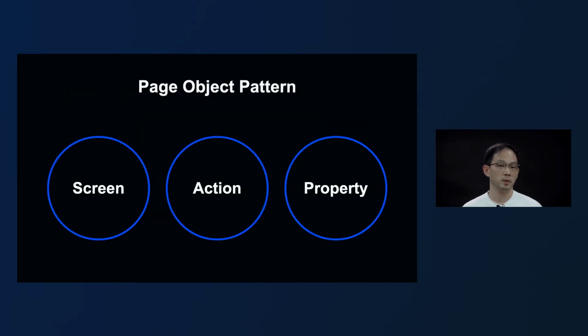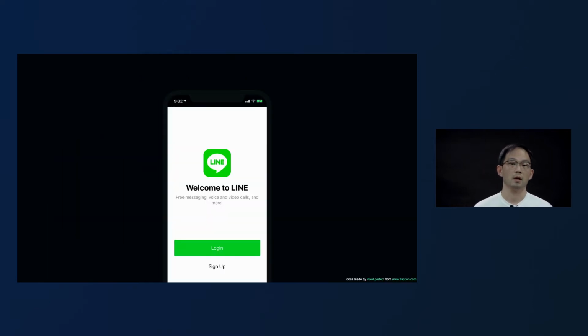Speaking of the implementation of Line test automation, we adopt the page object pattern. I think many of you already know about it. We define screens, actions, and properties for Line Messenger. For example, here we have a screen you can see when you use Line Messenger for the first time. And we name it a screen.